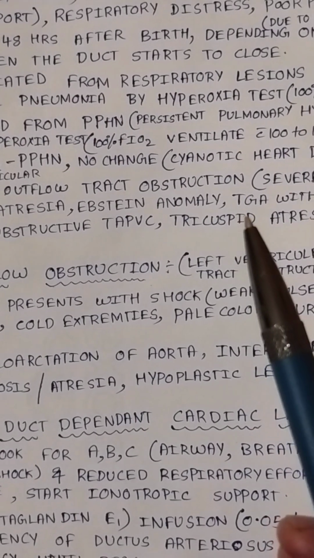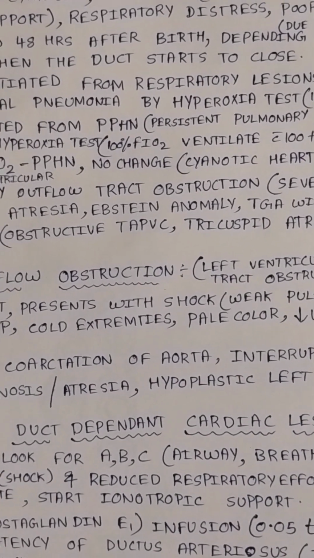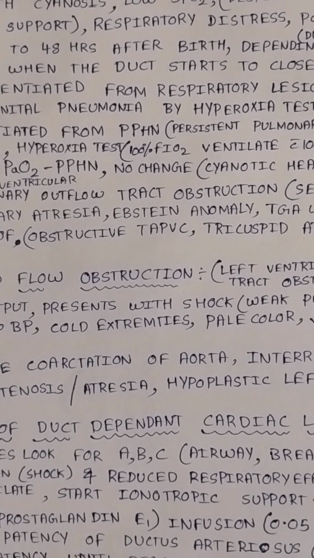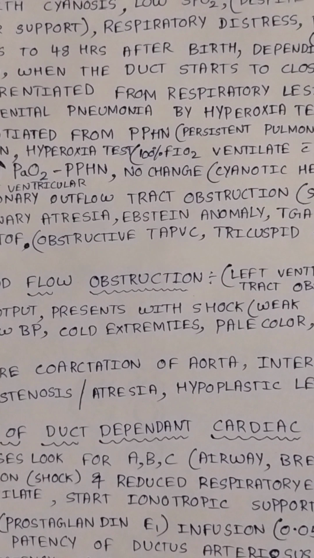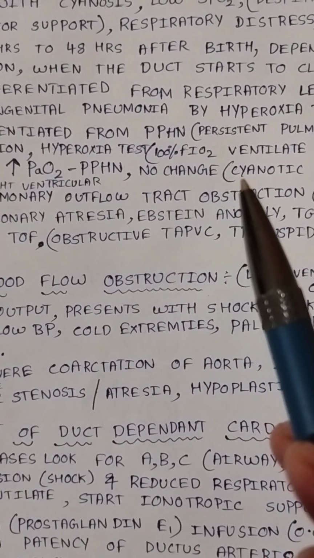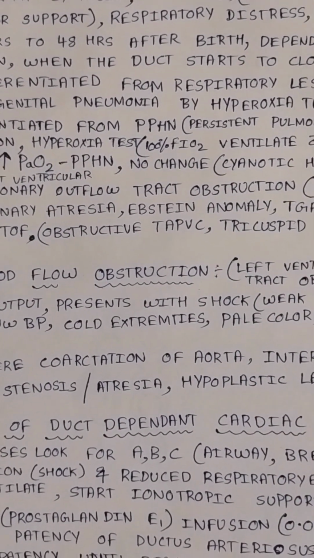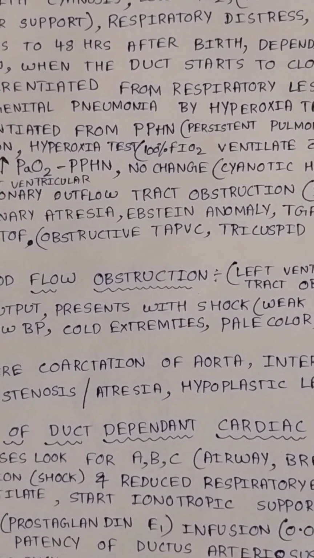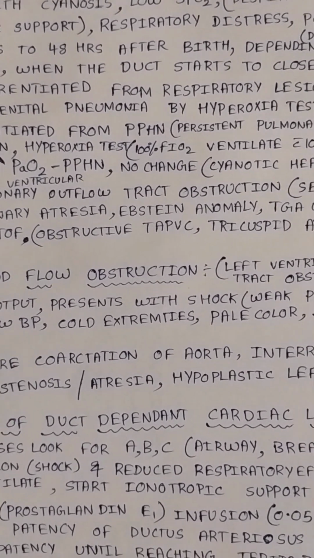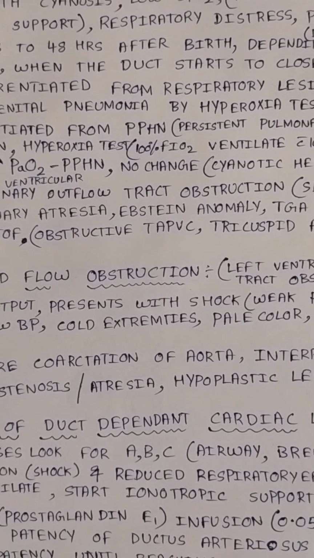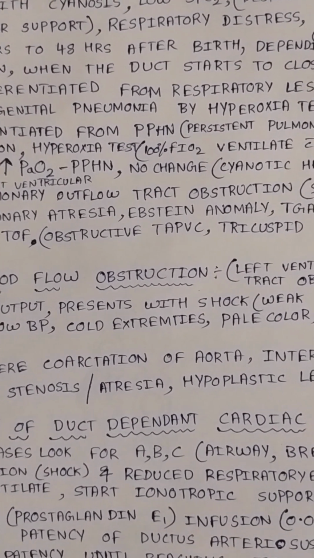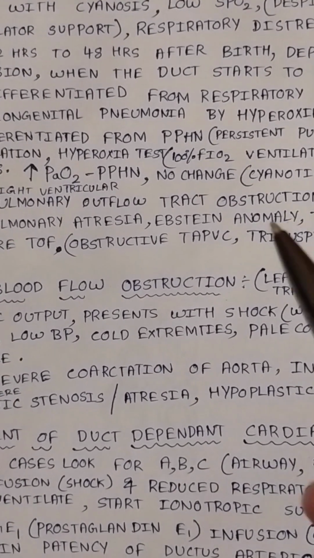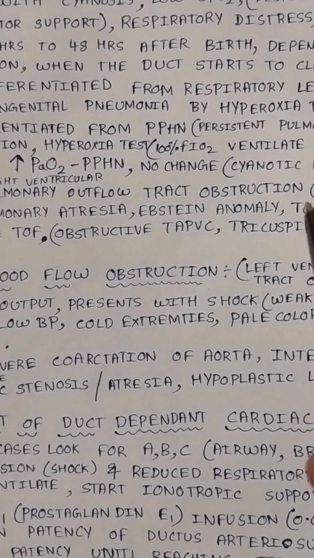Epstein's anomaly. Epstein's anomaly is nothing but the atrialization of the right ventricle. Here the tricuspid valve will be displaced downward, and it will be very loose. It will completely collapse into the right ventricle, and it will close the pulmonary valve and obstruct the right ventricular outflow tract. So here also there will be obstruction to the pulmonary outflow in Epstein's anomaly.